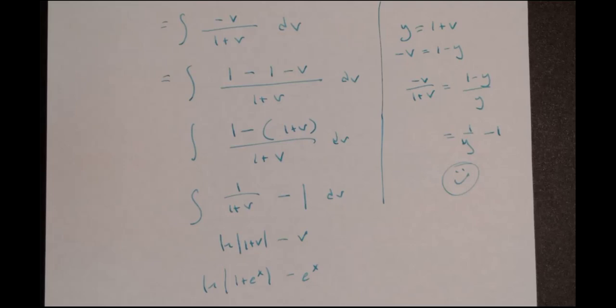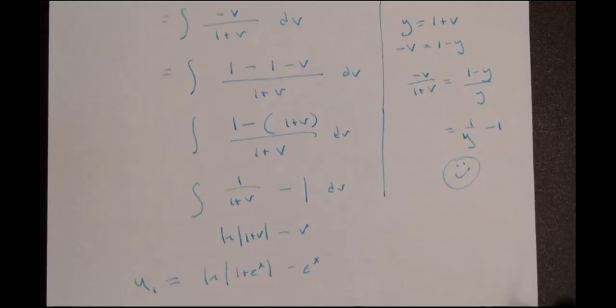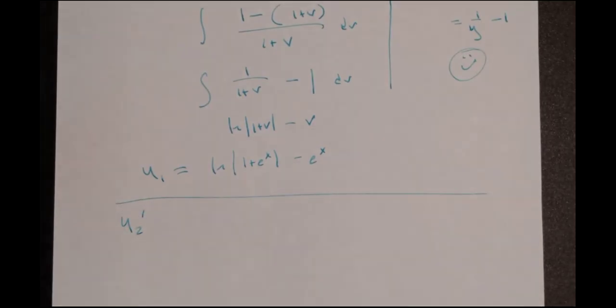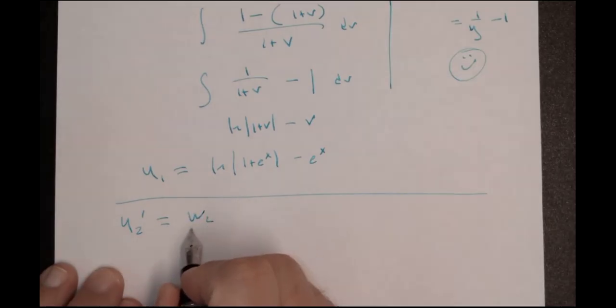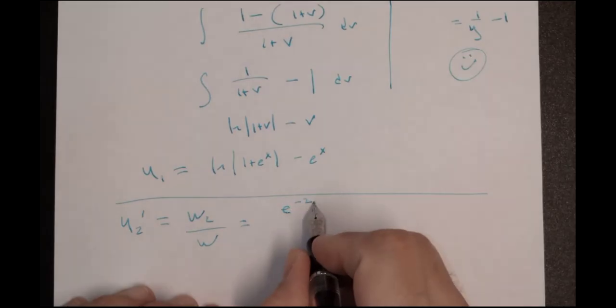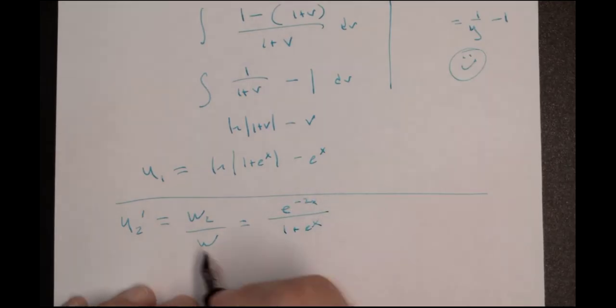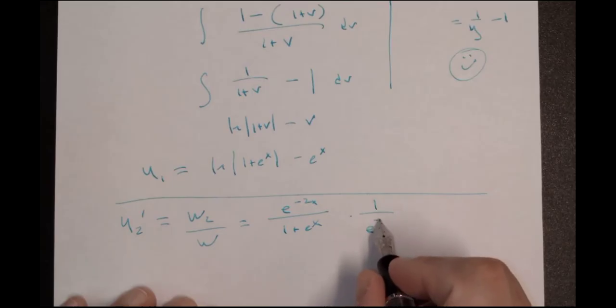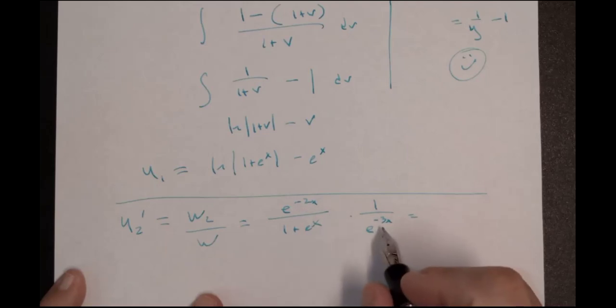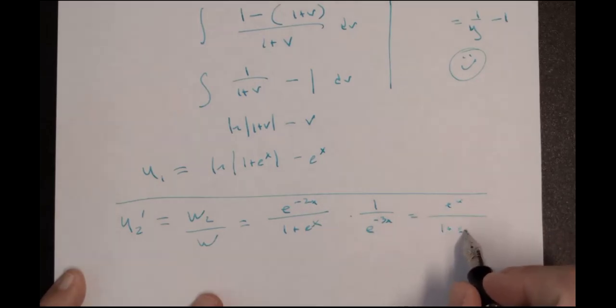Okay, now here's the fun part. That was U1. I need U2. U2 prime, what was U2 prime? U2 prime is W2 over W. What was W2? And then over W is going to be 1 over e to the minus 3x. Multiply to simplify here, and I get e to the x over 1 plus e to the x.